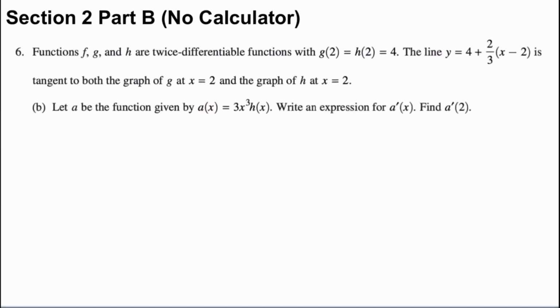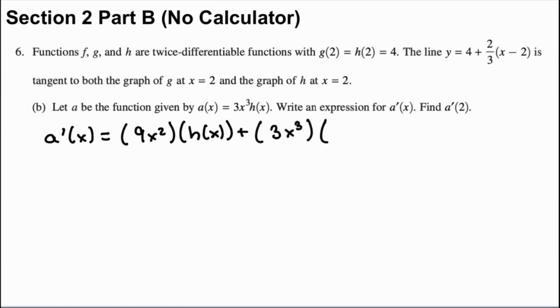Now B, we're going to let a be the function given by a of x is equal to 3x squared times h of x, and we're going to find the expression for a prime of x, and then find that derivative evaluated at 2. So this question is kind of just testing your knowledge of the product rule. So we're going to let a prime of x be equal to the derivative of the first portion. That's going to be 9x squared. And we're not going to differentiate the second one just yet. Plus, and now we're going to take the normal first, 3x cubed, times the derivative of the second portion, h prime of x. And that's going to be our expression for a prime of x.